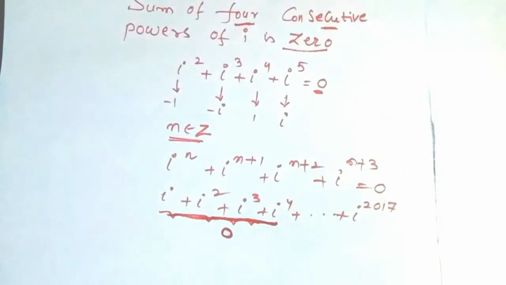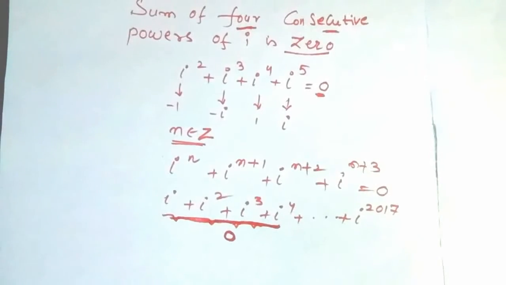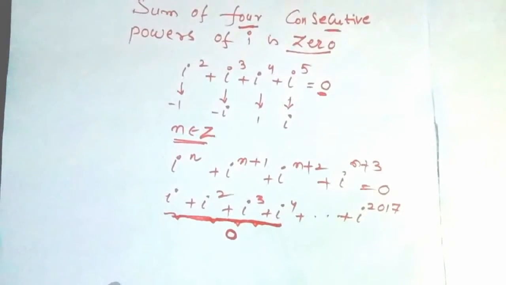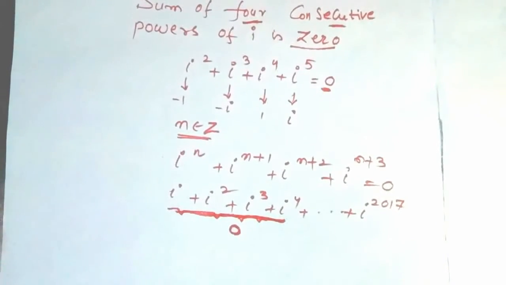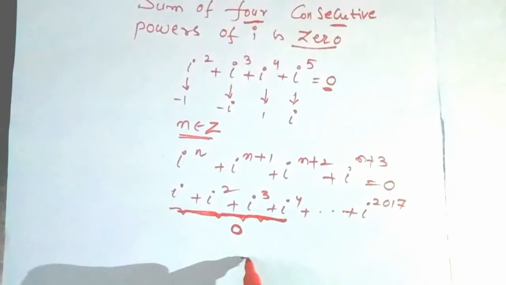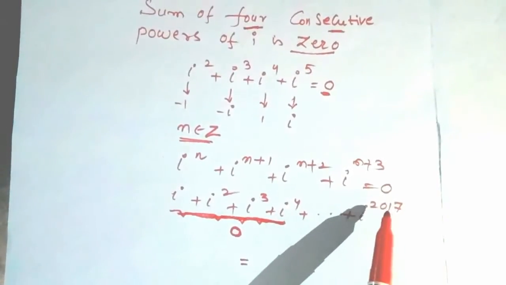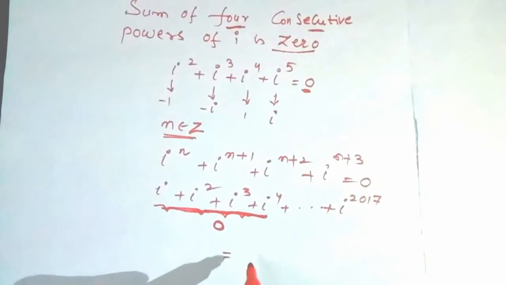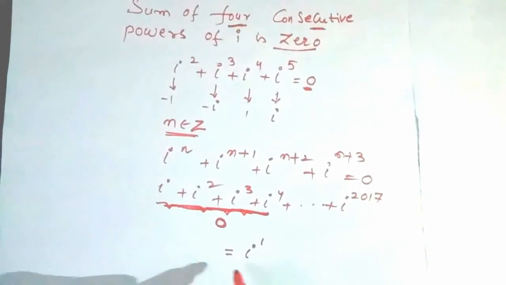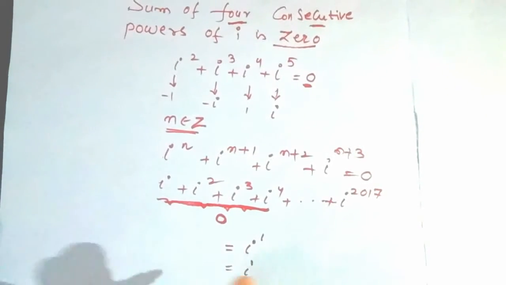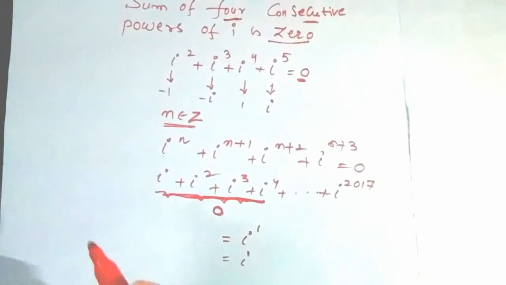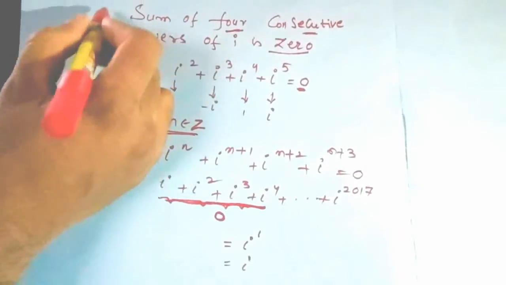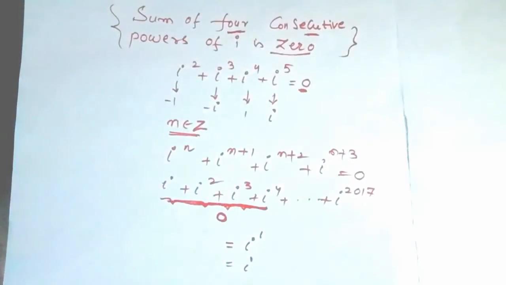Next 4 correspond to 0, next 4 sum corresponds to 0. Like that, all groups of 4 terms taken in order become 0. So how many terms are left at the end after removing groups of 4? 4 fives are 20, 4 fours are 16, so the remainder is 1. The left out term at the end is i power 1, that equals i. This is the way of finding the sum of consecutive powers of i. Whenever they are consecutive, you can utilize this rule: sum of 4 consecutive powers of i is 0, provided they are integers.